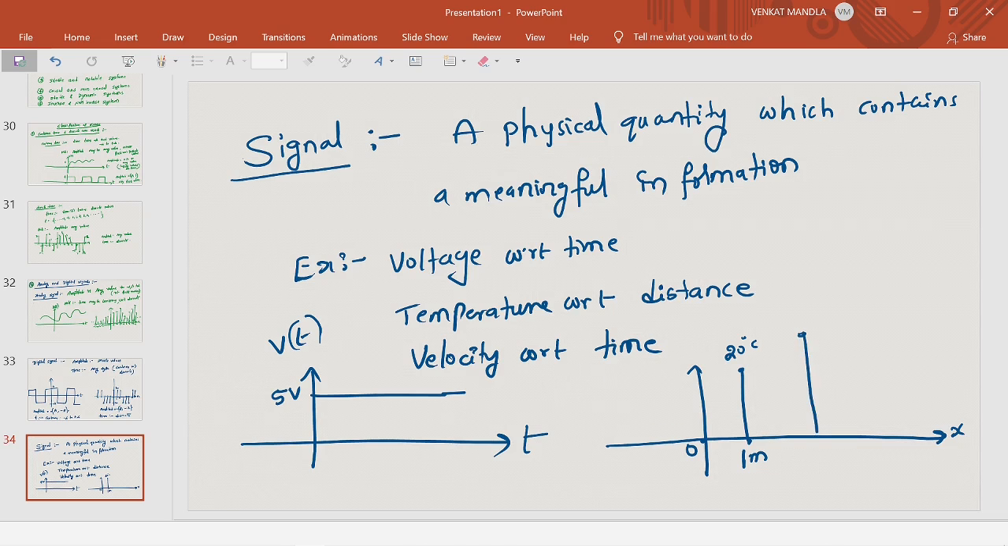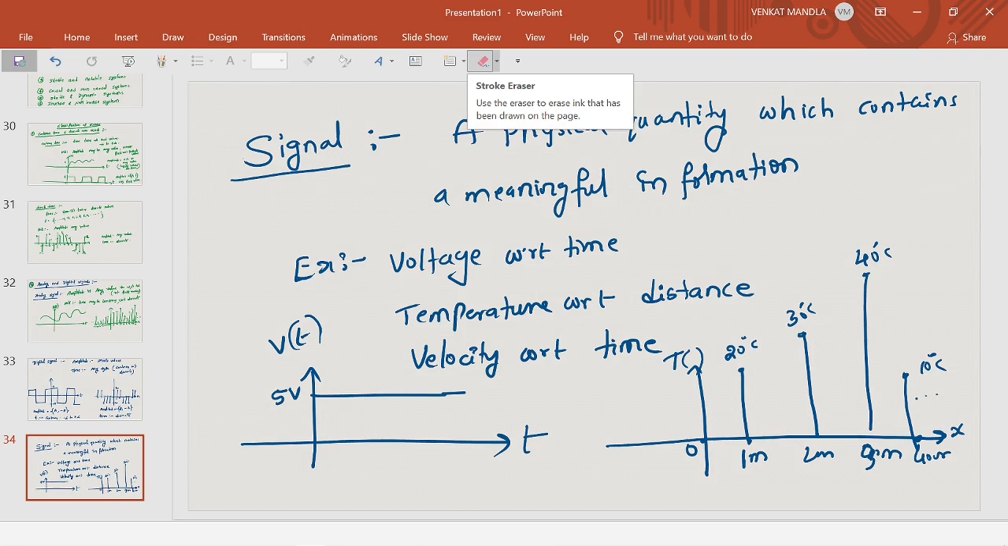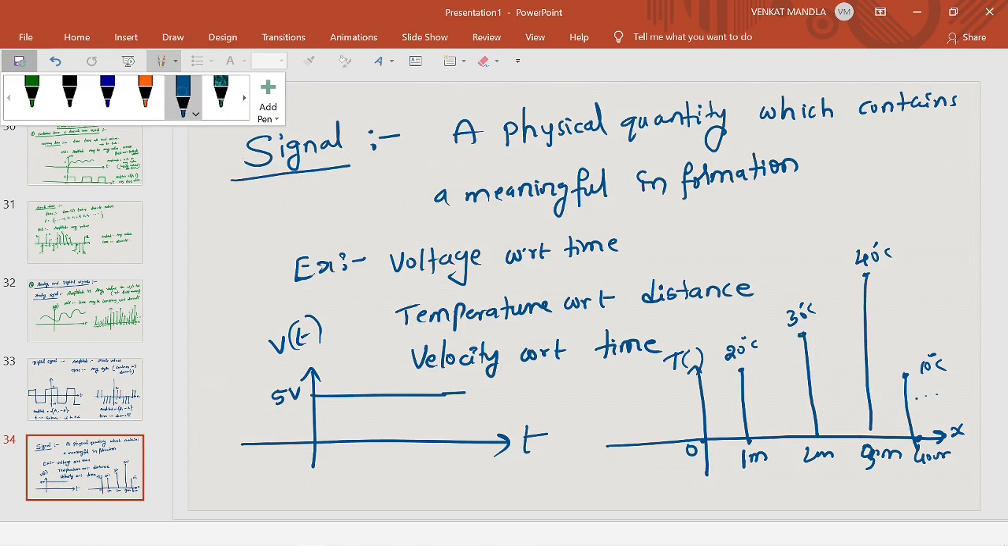Let us say x equal to 2 meters, 30 degrees centigrade. X equal to 3 meters, we have 40 degrees centigrade. X equal to 40 meters, we have, let us say, 10 degrees centigrade. This is also temperature. This is also a signal, a function of x, t of x.